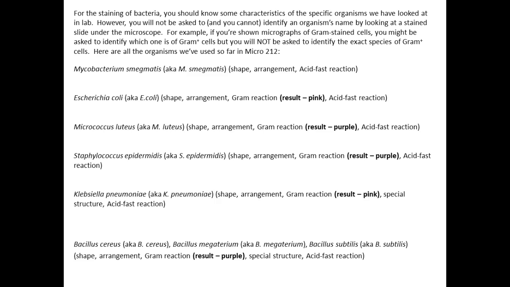So there are certain characteristics about the organisms that you need to know. And some of them we haven't worked with, we'll work with today. Sometimes we abbreviate their names, sometimes we abbreviate the genus name. So that's what we're showing here. Mycobacterium smegmatis is one of the organisms you'll work with today. This one is rod-shaped, and it tends to cluster. This is our acid-fast organism. So its acid-fast reaction is acid-fast or positive.